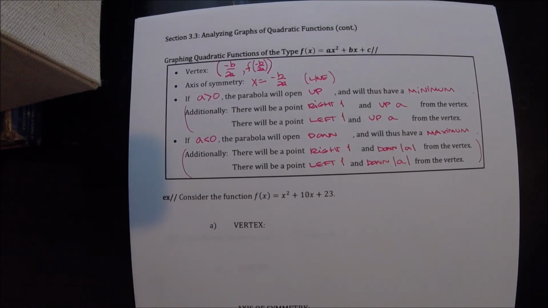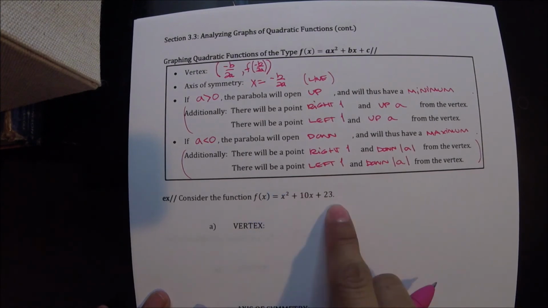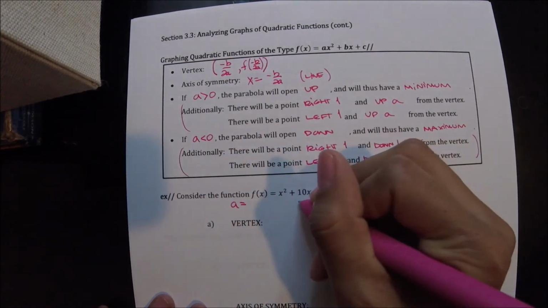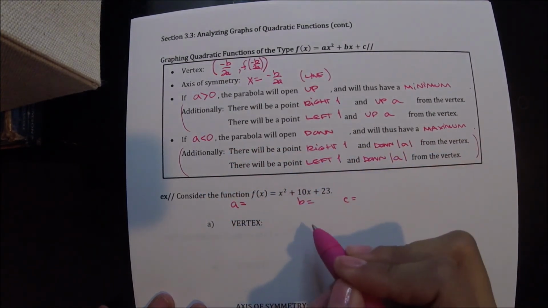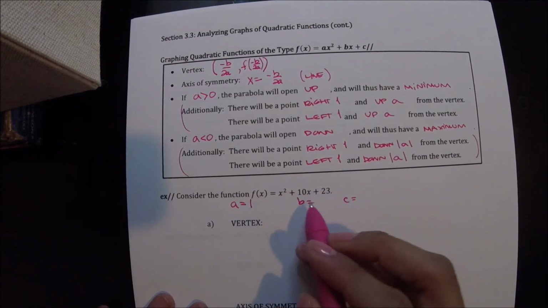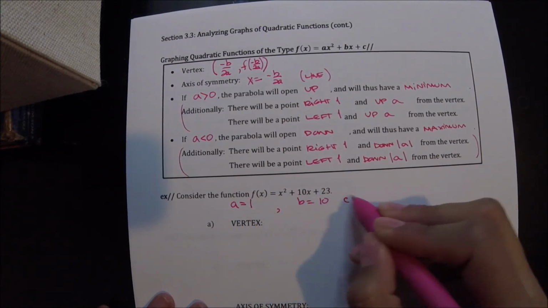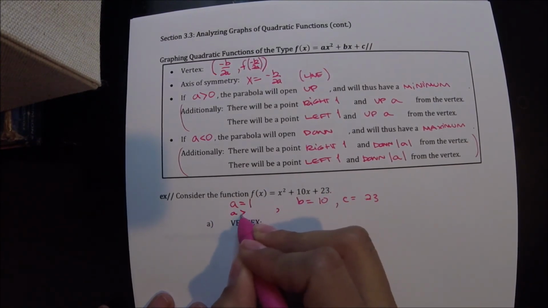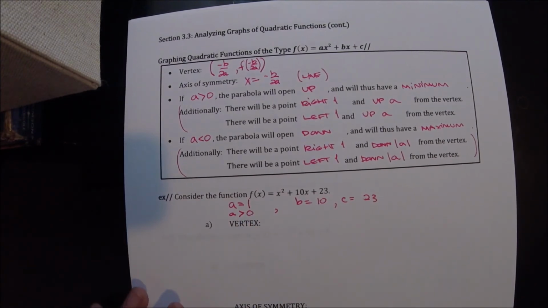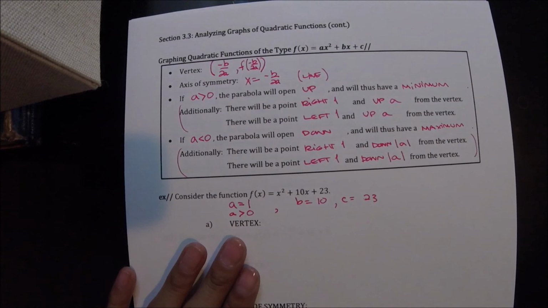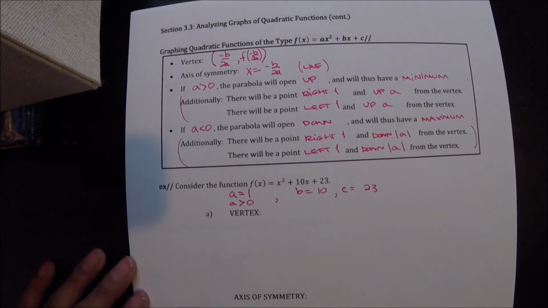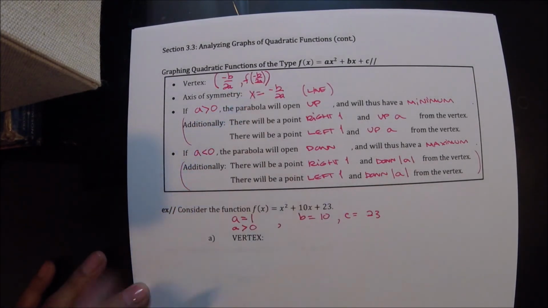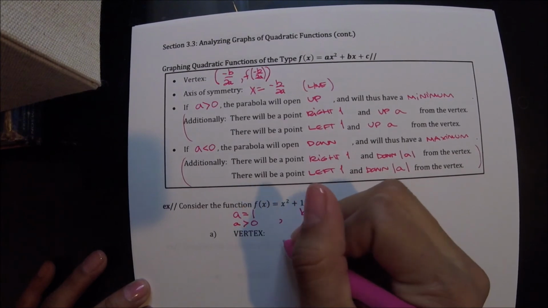So now we will graph quadratics in standard form, ax squared plus bx plus c. We should already be really comfortable finding a, b, and c here. a is 1, b is 10, and c is 23. Again, I'm going to write that a is, in this case, greater than 0. This time it's going to take a little more work to find the vertex because it's not in vertex form. But we know that the vertex should be minus b over 2a, comma, plug that in to find the y.